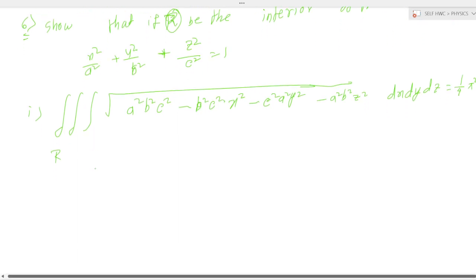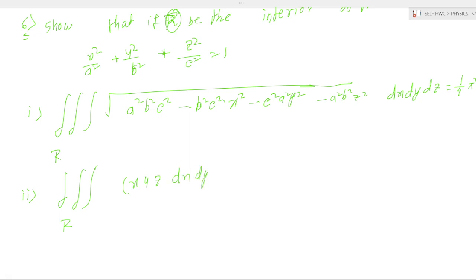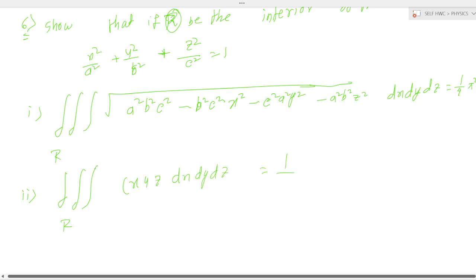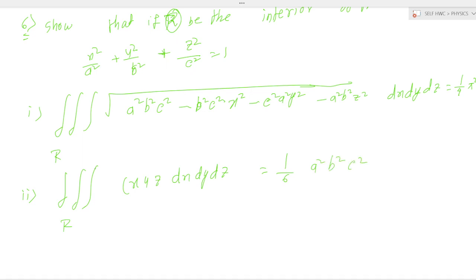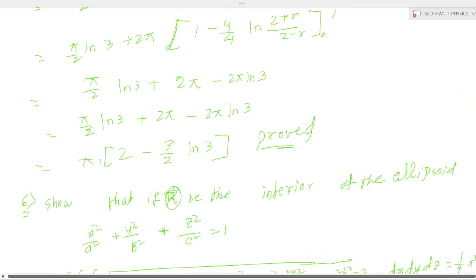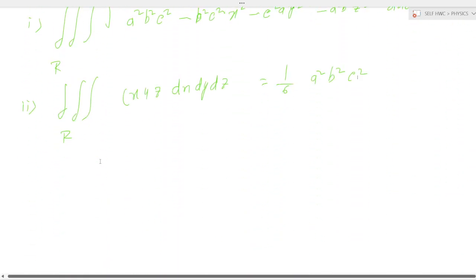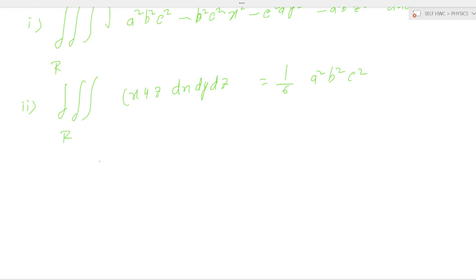How to solve this problem? This is the first question. Next, the second question: the triple integral over R of xyz dx dy dz is equal to 1/6 a²b²c². How to solve these two questions? Okay, so please note down. I provide full details, and this question is very important. So for the first question, the answer is by applying transformations and Jacobian transformations.